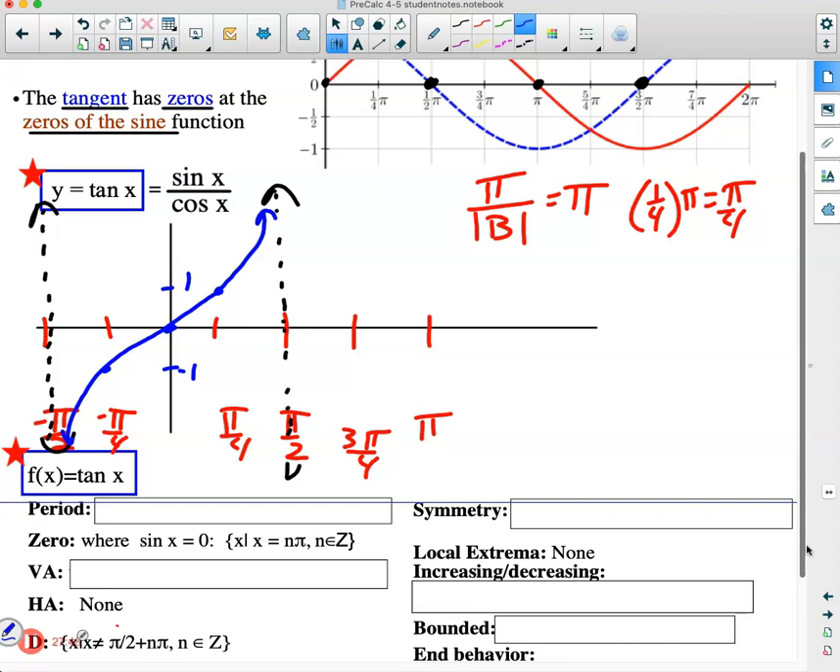If we wanted another one, we would keep going over here. We had 3 pi over 4, 4 pi over 4, 5 pi over 4, 6 pi over 4, which would be 3 pi over 2. The spacing needs to remain the same. So we had negative pi over 2, 1 pi over 2, and then they said use the odd ones, so 3 pi over 2 would be the next one.